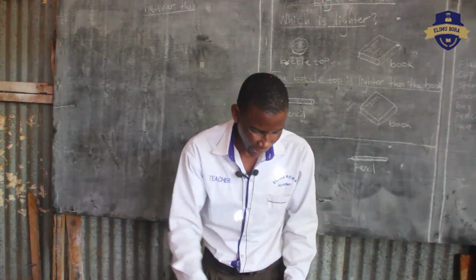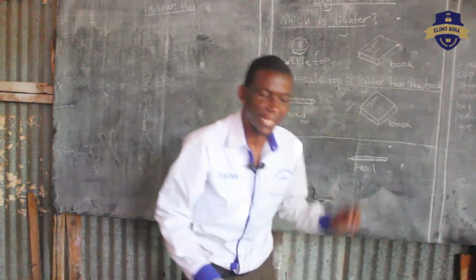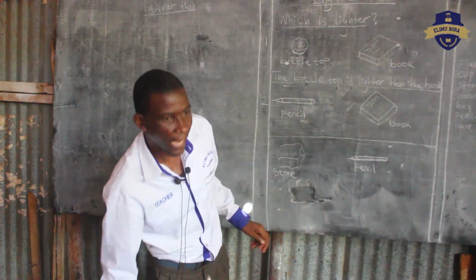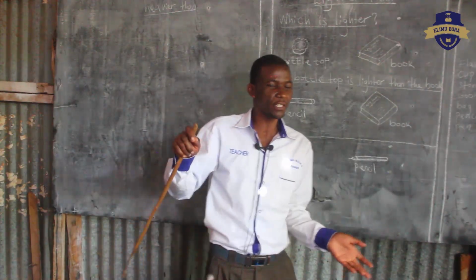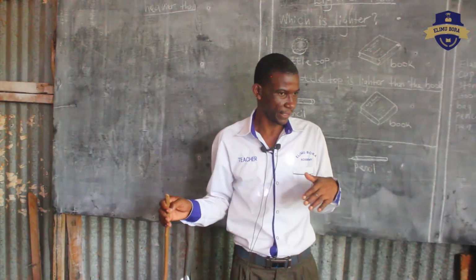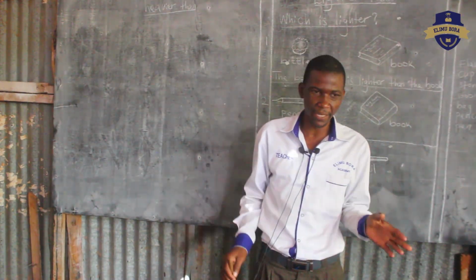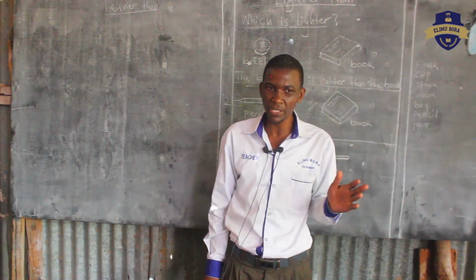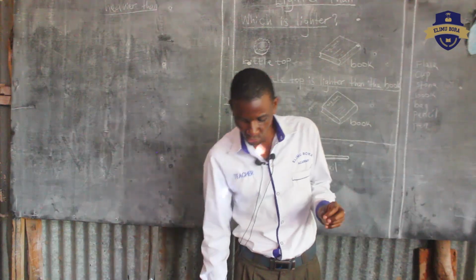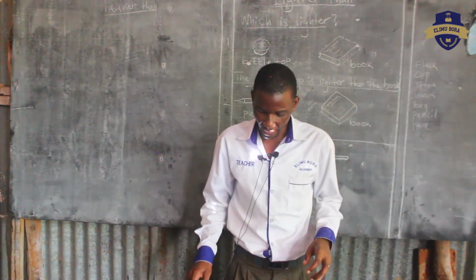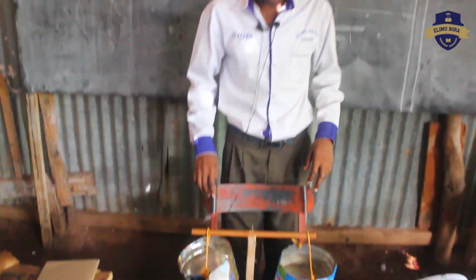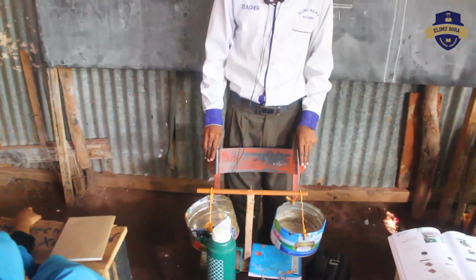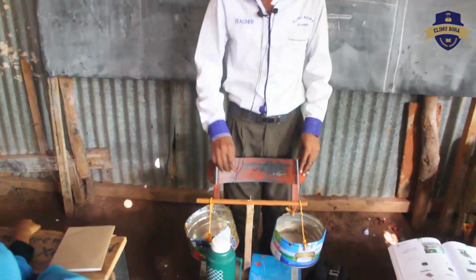Can you say lighter than? Lighter than. Lighter than means the opposite of heavier than. We are measuring the mass, yes, but now we are using lighter than. So today we have the following items that we are going to use when we are measuring our mass.